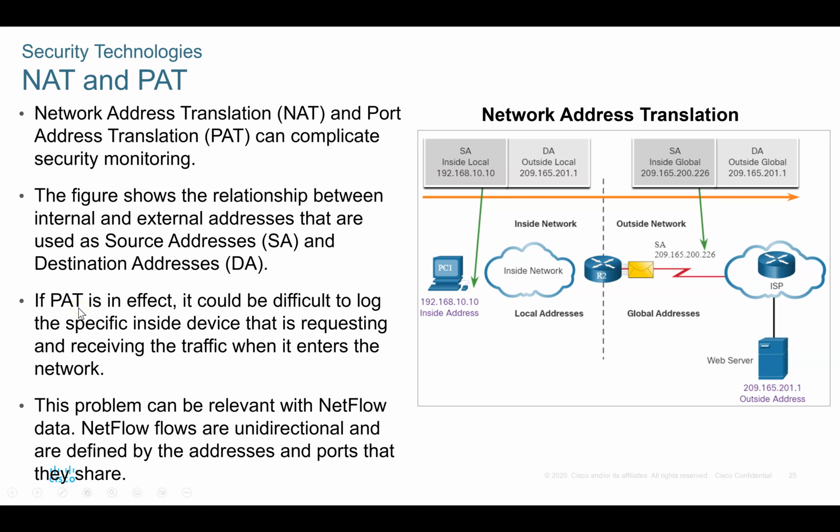If port address translation is in effect, meaning you're only using one IP address, the public IP address has been configured on your local router to allow multiple inside IP addresses to get out, and you differentiate them by using the source ports that they are transmitting. That could be an issue. It could be difficult to log the specific network device and where it's going. So you would use Cisco NetFlow to figure out exactly who's who.